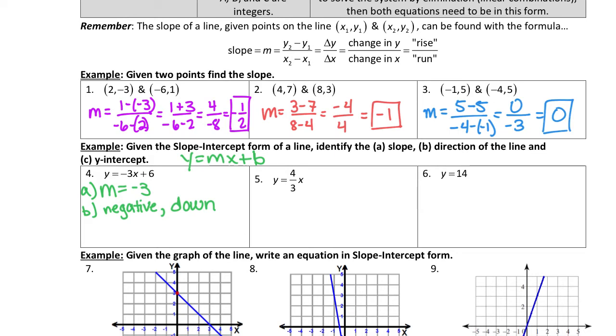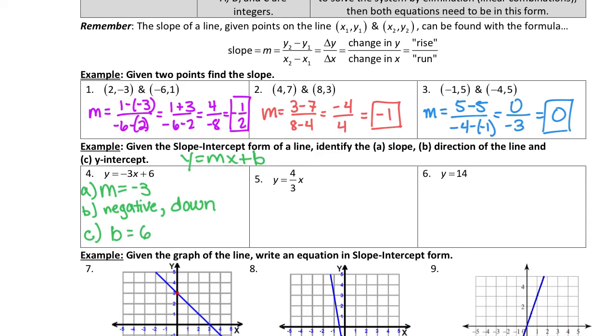The final thing it's asking us to find here is part C, the y-intercept. So if we take a look at our formula, y equals mx plus b, b is the y-intercept, it's anything being added. So the 6 is being added here. b equals 6.